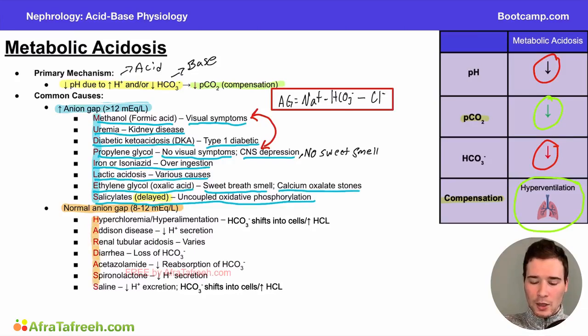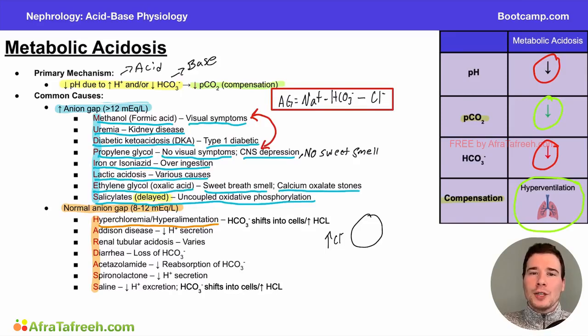So we have HARDASS. The H stands for hyperchloremia or hyperalimentation. So remember back in some of our previous videos, we talked about how there's always this balance between intracellular and extracellular charges. So if we have a high level of chloride outside of the cell for whatever reason, or hyperchloremia, this is going to offset our homeostasis.